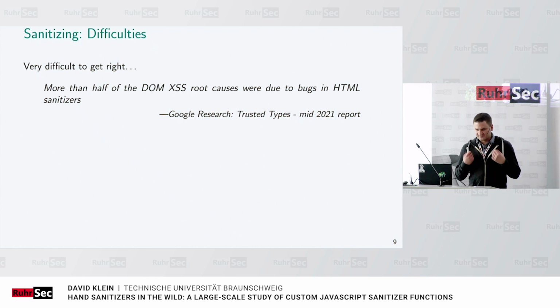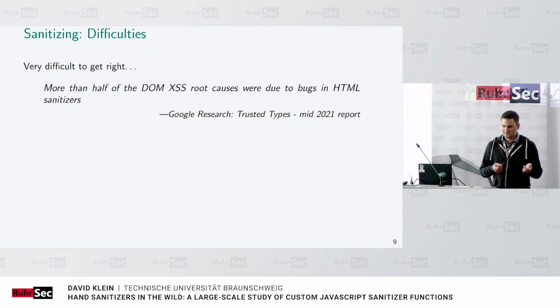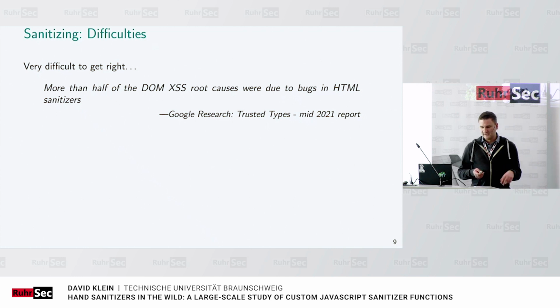And you don't have to trust me on this. Google had a report on Trusted Types adoption, which is a cross-site scripting mitigation I will come back to later, which says that more than half of the client-side cross-site scripting issues are due to sanitizer bugs. They call it DOM XSS, it's the same.